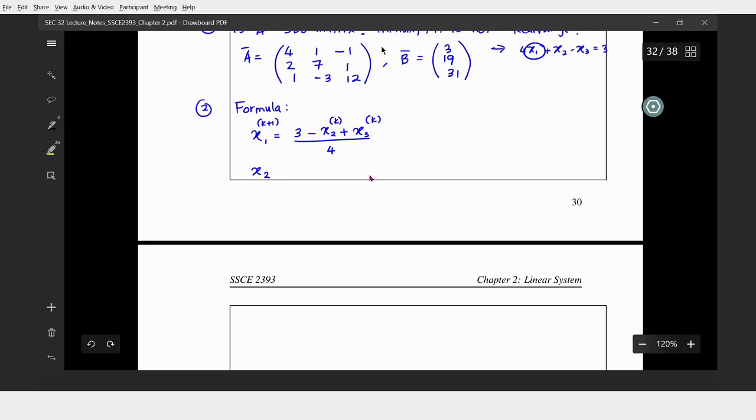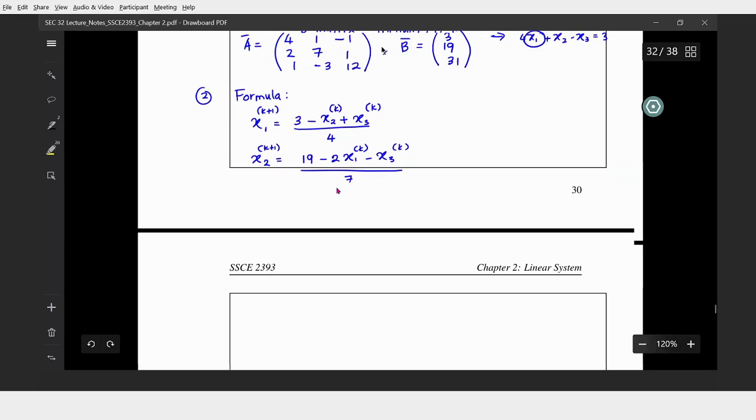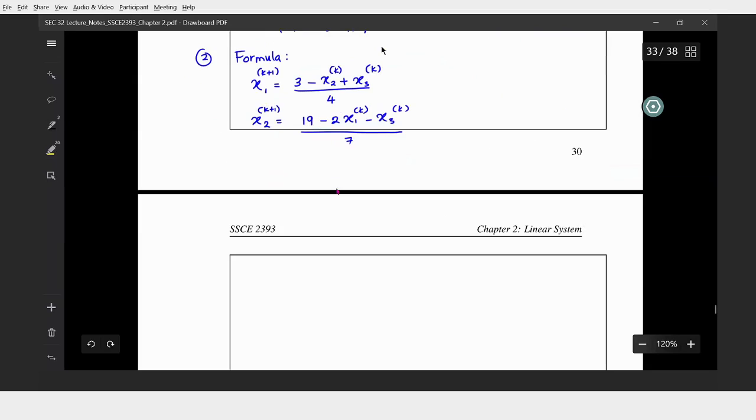X2 comes from equation number 2. At the right hand side you have 19 minus 2x1 minus x3. So put the K, over the coefficient of x2, which is 7. And x3, K plus 1.